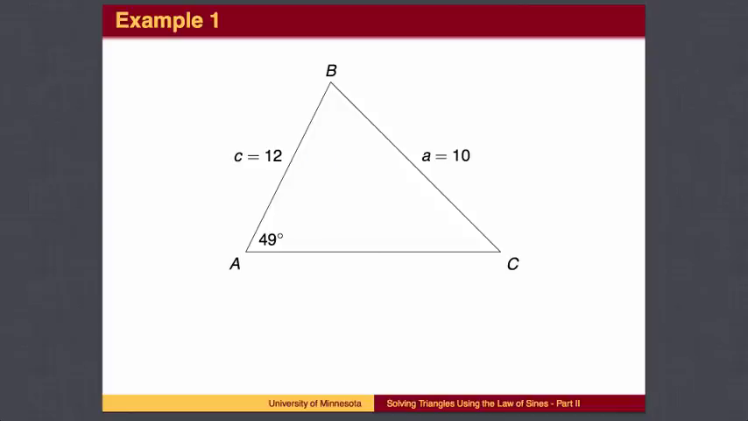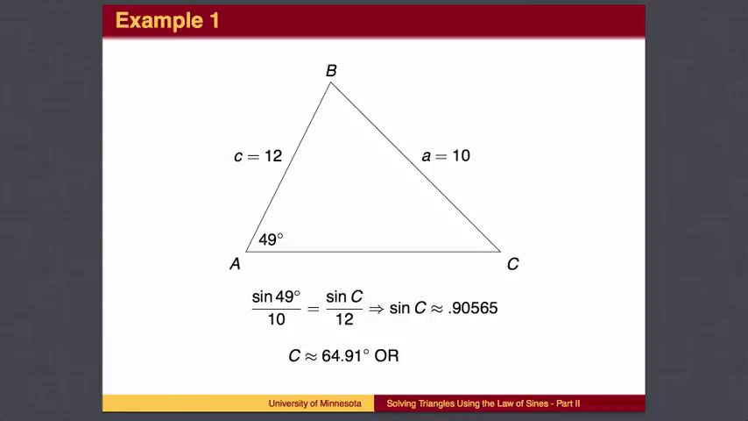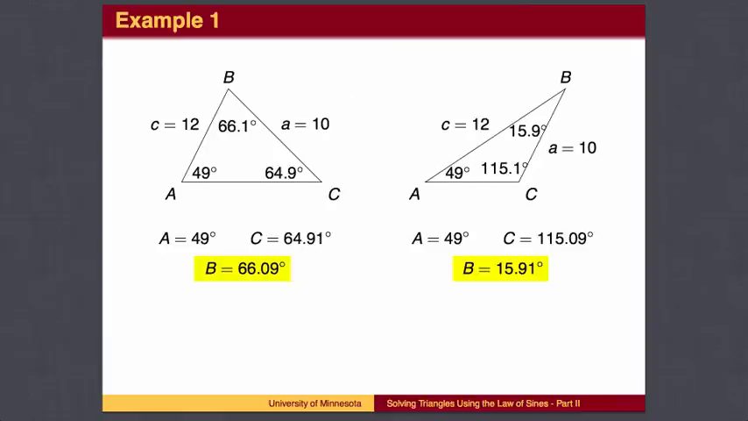Returning to our example, we can use the law of sines to find angle C with one bit of caution. The inverse sine function gives you the angle in the first quadrant with the appropriate sine value. There is also an angle in the second quadrant with the same sine value. To get the second angle, subtract the first quadrant angle from 180 degrees. From here, we can solve both triangles, first by finding the third angle, then finding the third side using the law of sines.